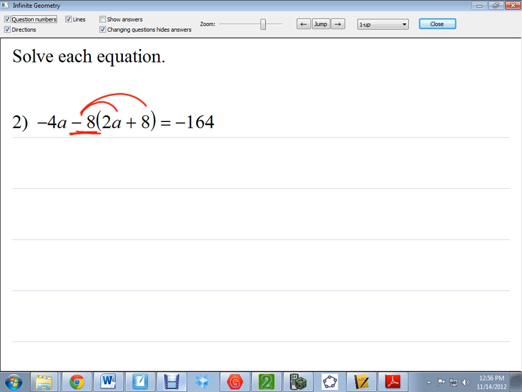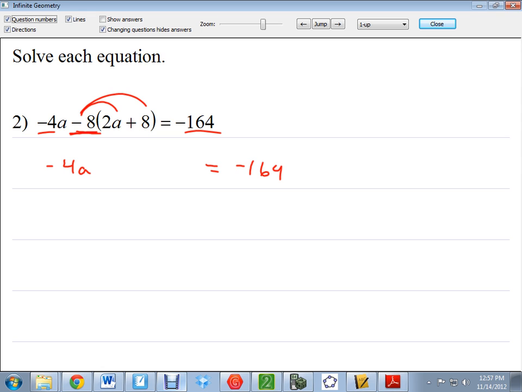there. Negative 8 will get multiplied by the 2a and the 8 only. We do not multiply it by the 4a or the 164 because they're outside the parentheses. So I just have to bring those things down. Negative 4a, we have an equal sign, a negative 164. I just bring those down. I have to multiply the negative 8 times the parentheses that are there.